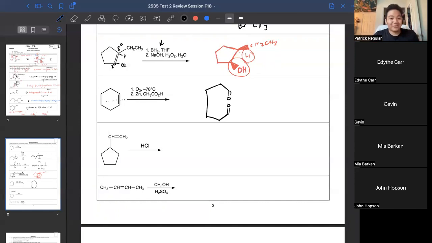Does anyone have any questions regarding that? Pretty simple. The mechanism is that easy? Yes, it is that easy. The mechanism is super complicated, and you don't have to know it at all. All you have to know is what it does. Okay. Yeah, you just cut across the alkene.